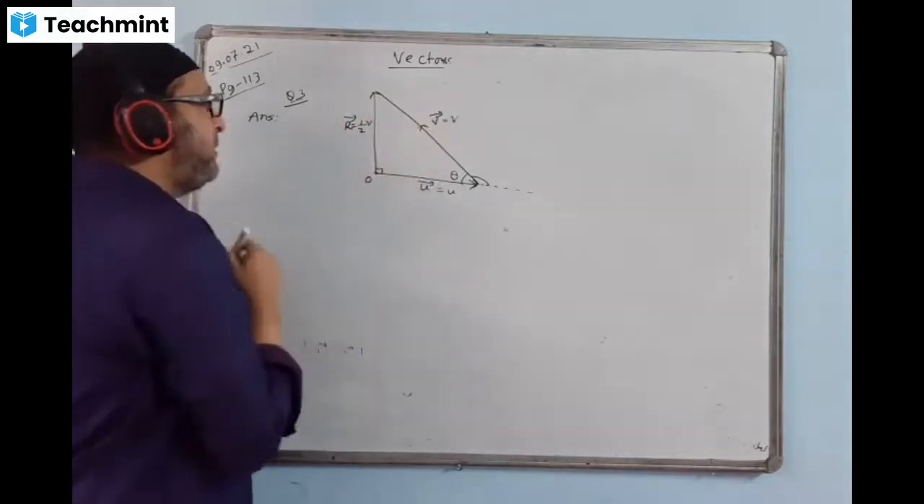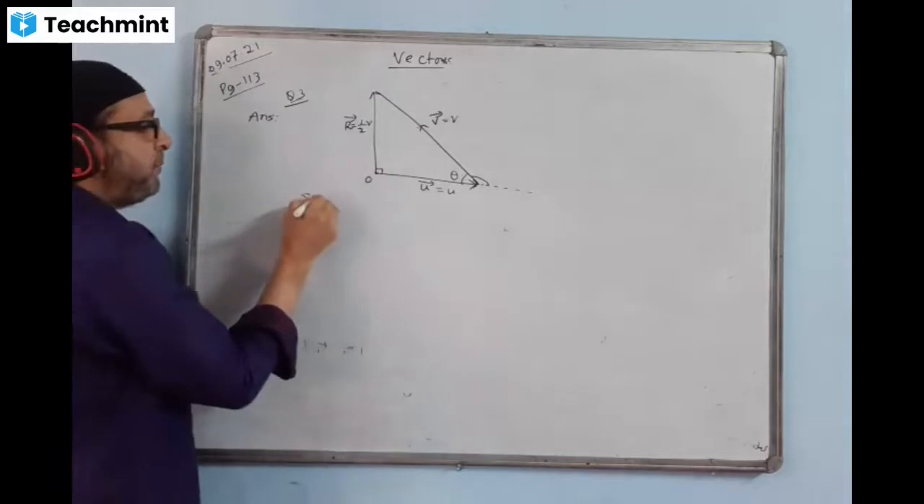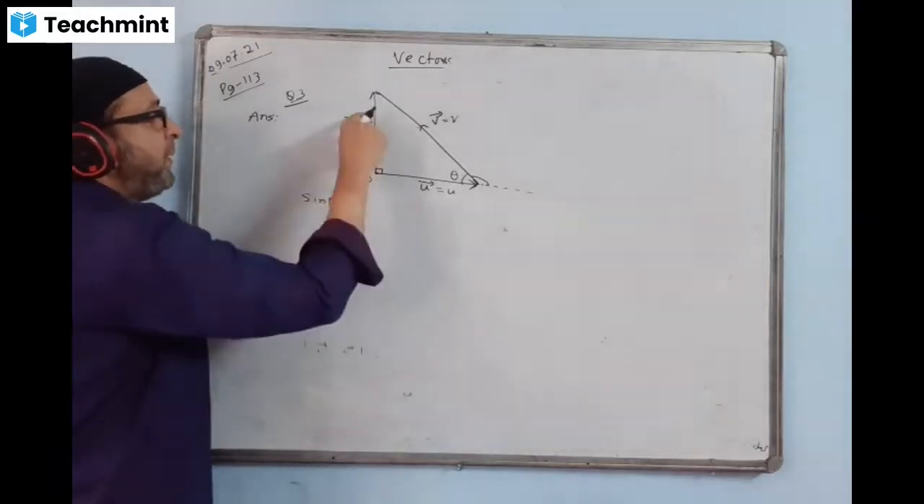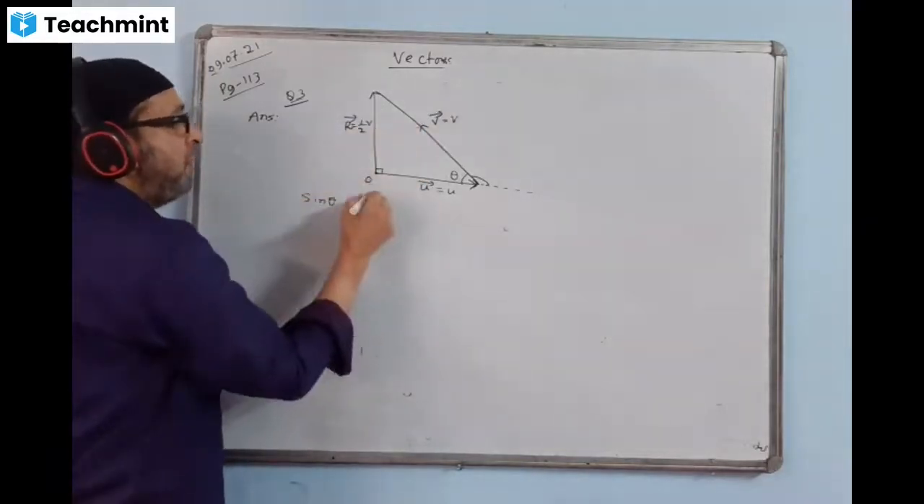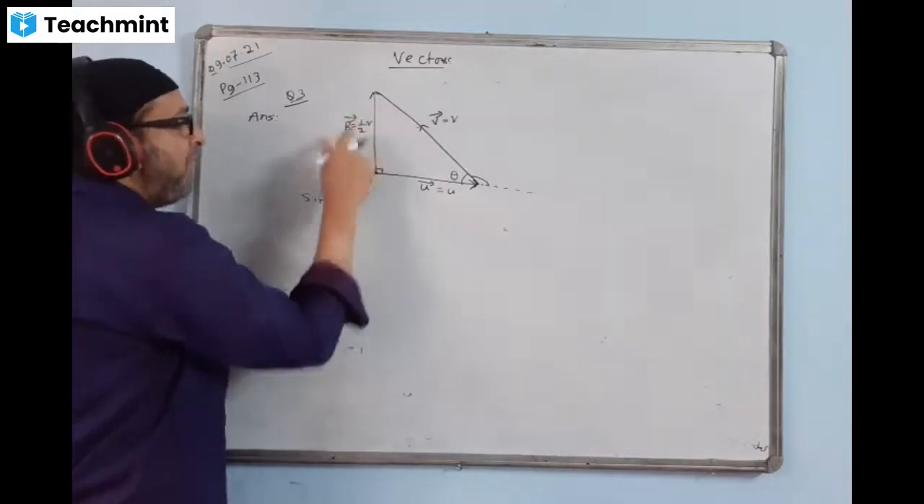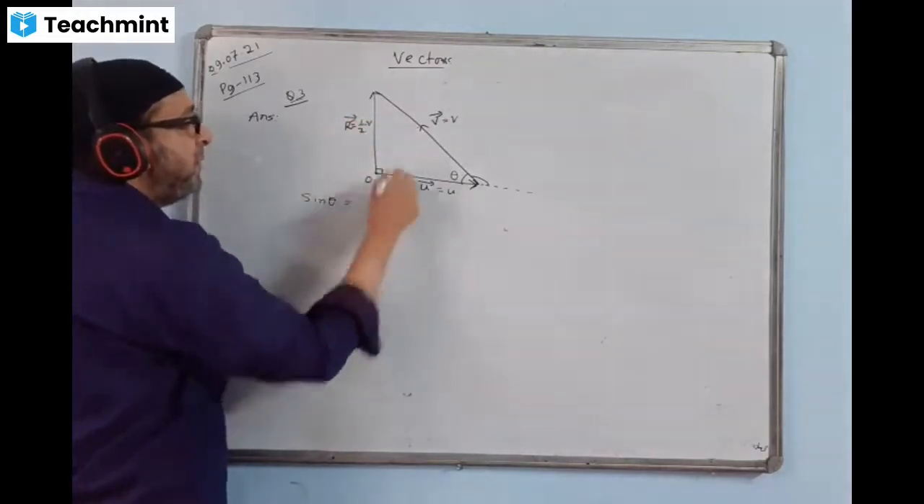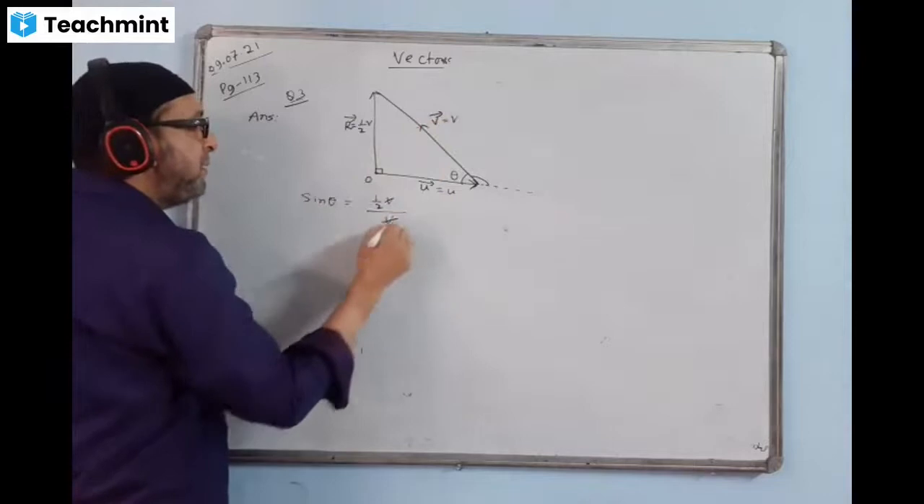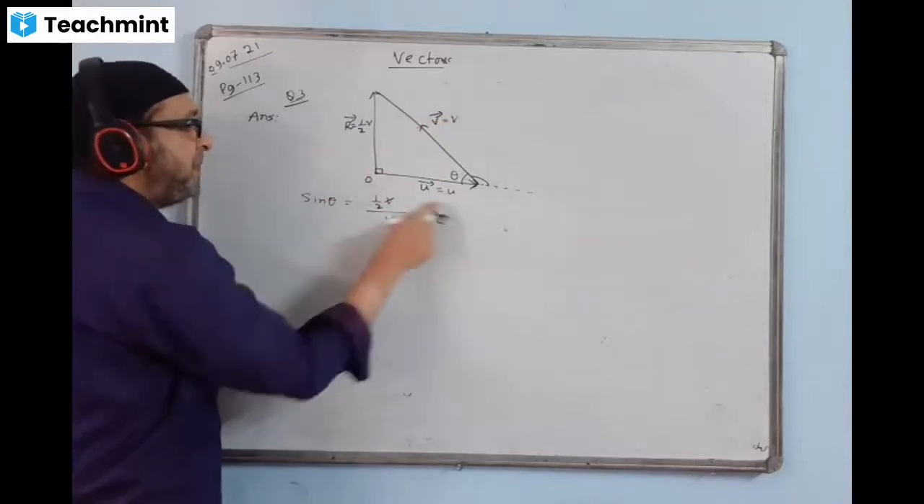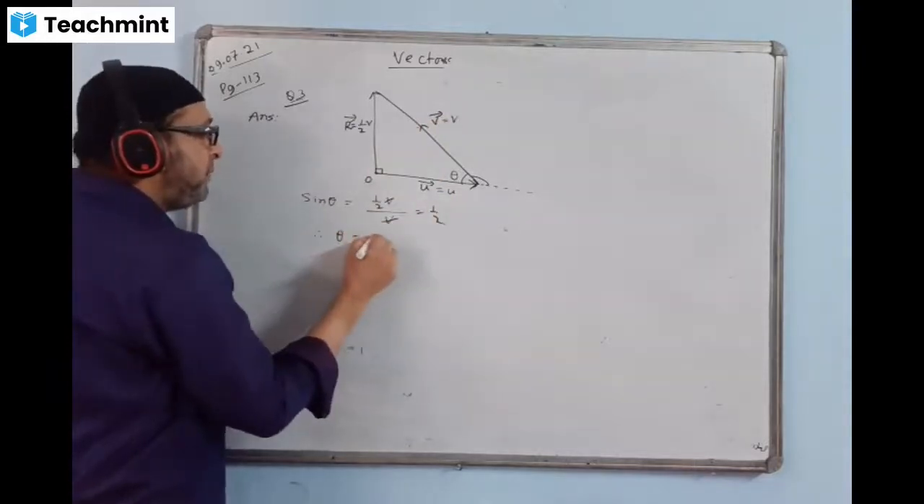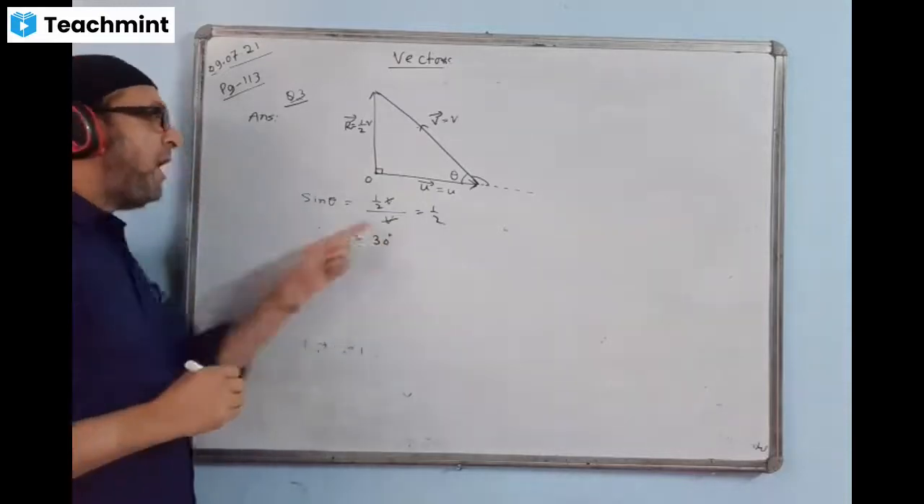Can I find the value of theta? You can directly write sin theta equals perpendicular by hypotenuse. Perpendicular is half v and hypotenuse is v. V cancels, so sin theta is half. Therefore, theta will become 30 degrees, because sin 30 is equal to half.